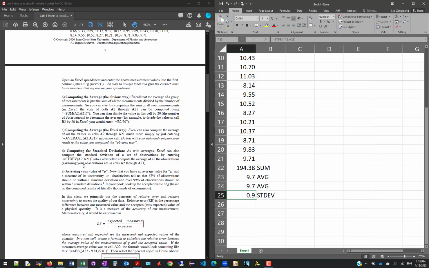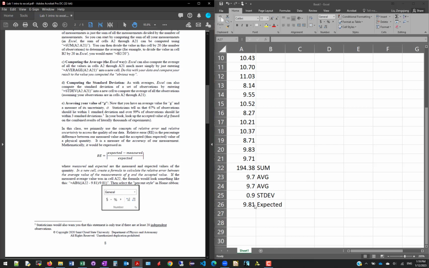Okay, so now you have gone through procedure 1, parts A through D, and now you want to assess whether your experiment, or the sum of 20 separate experiments, can prove the expected value. The expected value, according to textbooks and most references, is 9.81 meters per second. Okay, so it's 9.81 meters per second, and you want to calculate two things so you can see if you can get this proved. So one of them is called relative error.